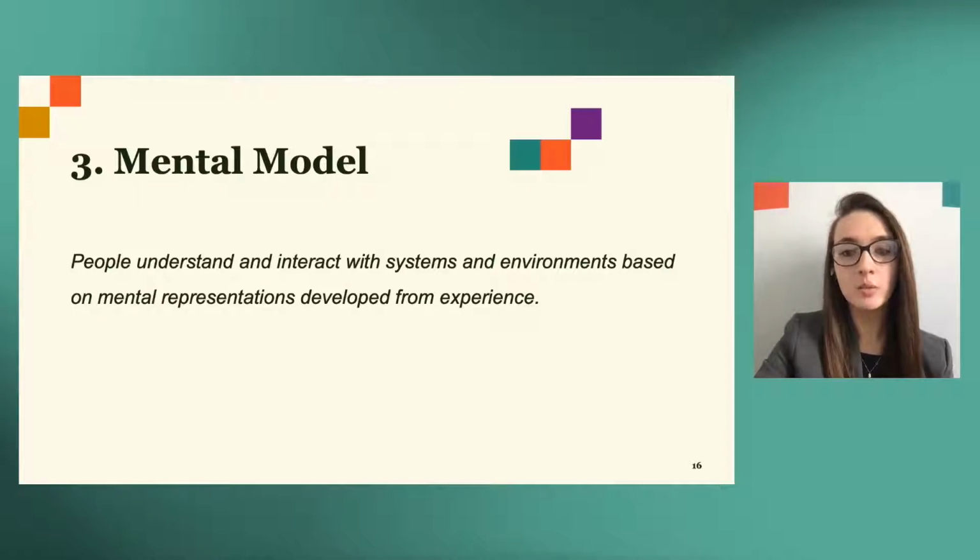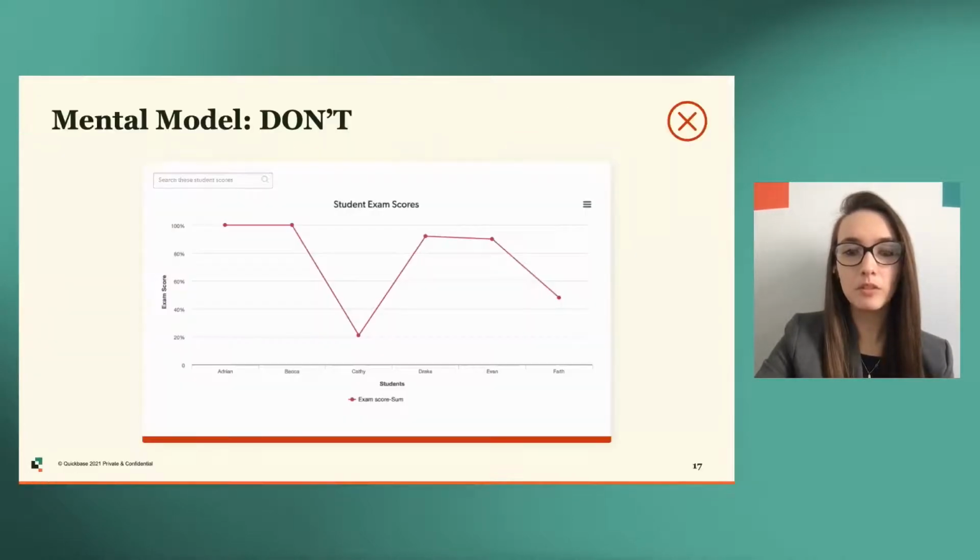A mental model is what users believe about a system, such as your app. This model isn't based on facts, but rather it is constructed by your user's past experiences. So when an app doesn't function in a way that the user expects, they get confused. For example, a mismatch between a user's mental model and your app can be in how you choose to represent your data. In this example, you can see a line graph depicting student exam scores with each student's name along the x-axis.